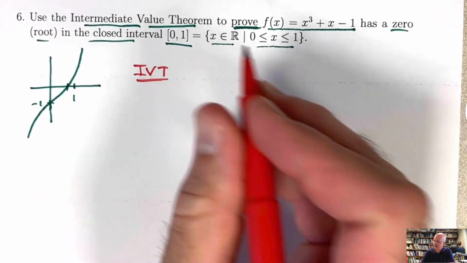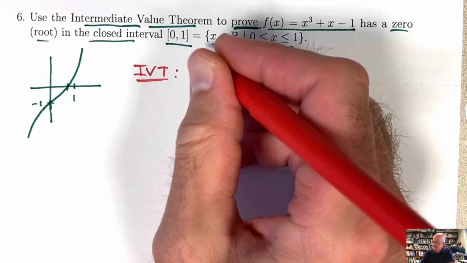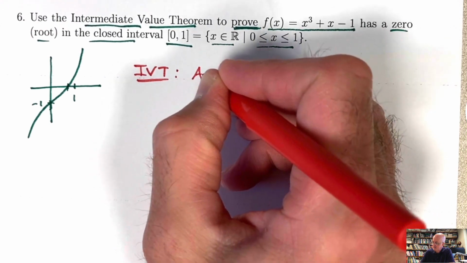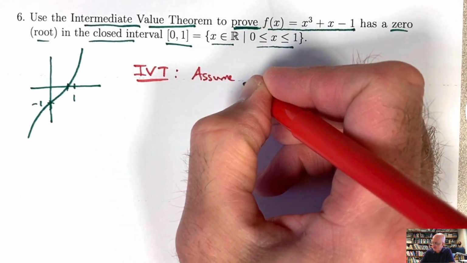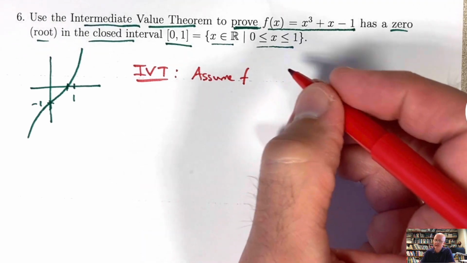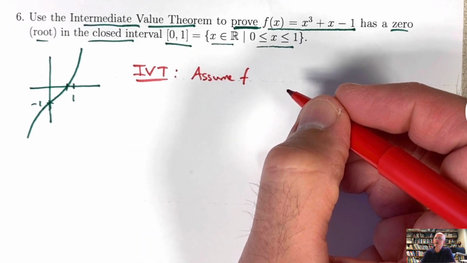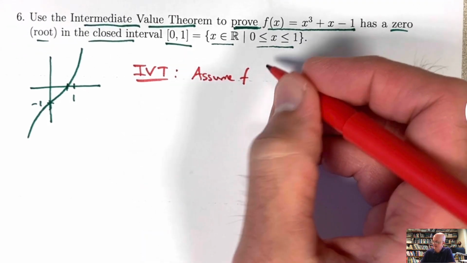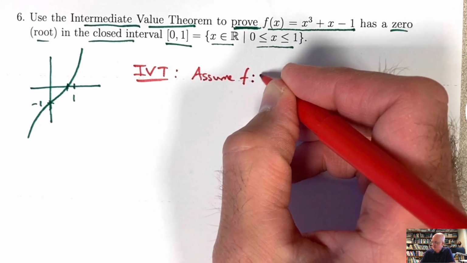IVT. It's worth taking the time to write it down. It says this. Assume you've got a function, f, that is continuous on some closed interval. I'm going to use a special kind of notation here.